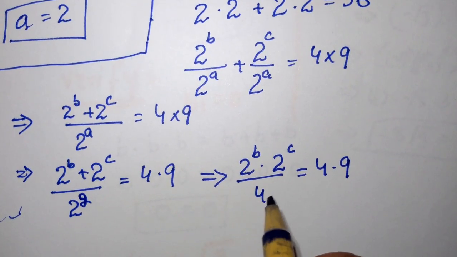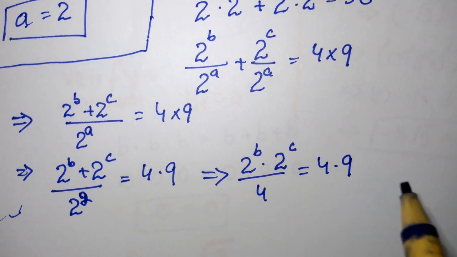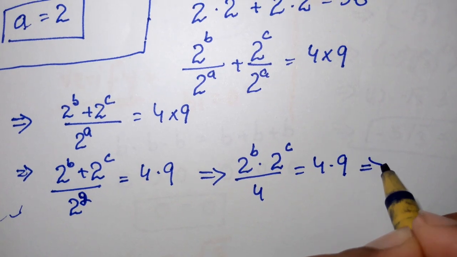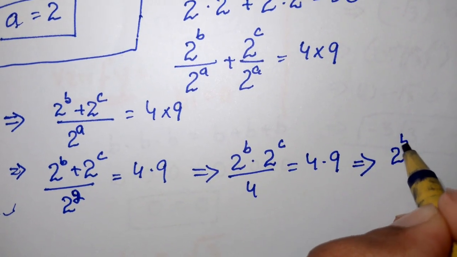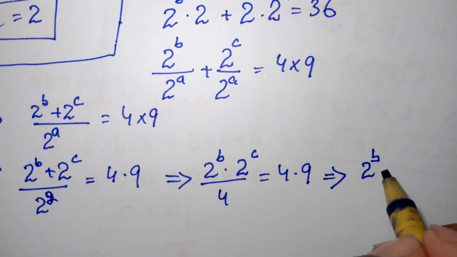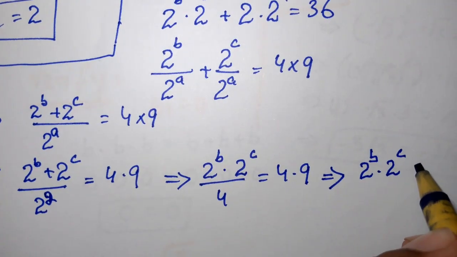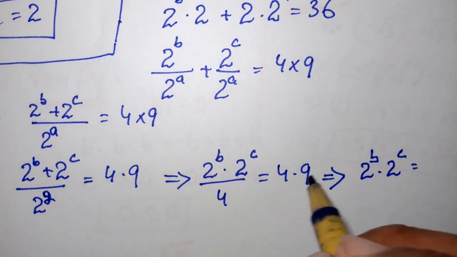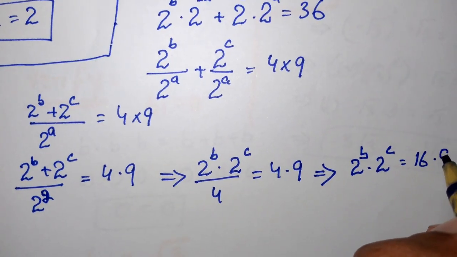Now we have to move the 4 to the left side. This will become 2 to the power of b plus 2 to the power of c is equal to 4 multiplied by 4, which is equal to 16 times 9.